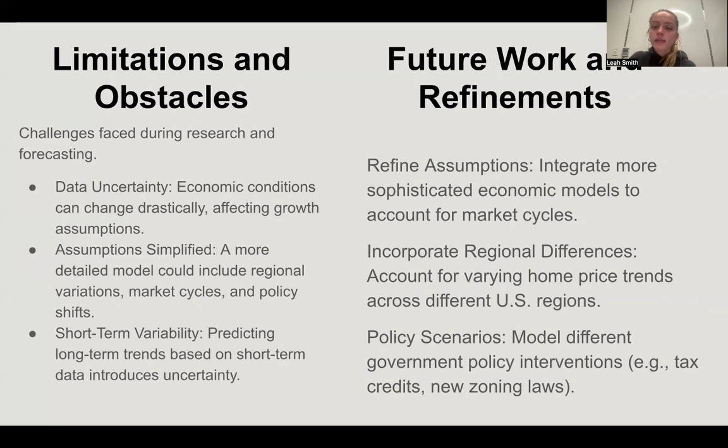Some future work that I would do was integrate more sophisticated economic models to account for market cycles, and then account for varying home prices and trends across different US regions, I think would be very important. And then model different government policies and interventions, such as tax credits and new zoning laws.